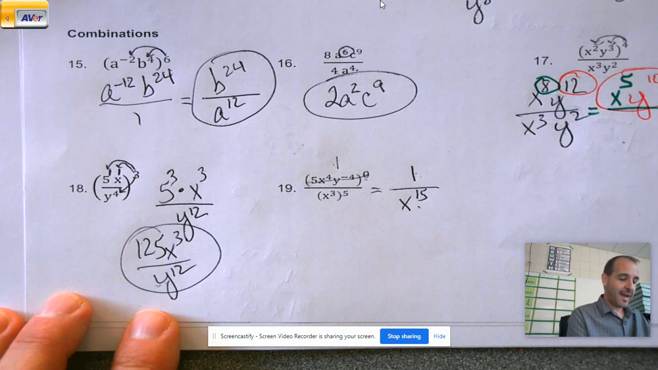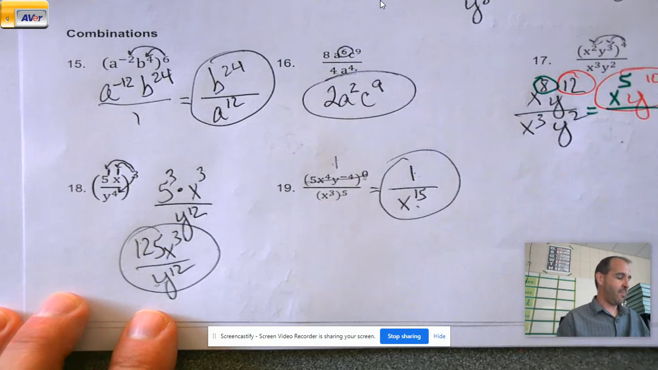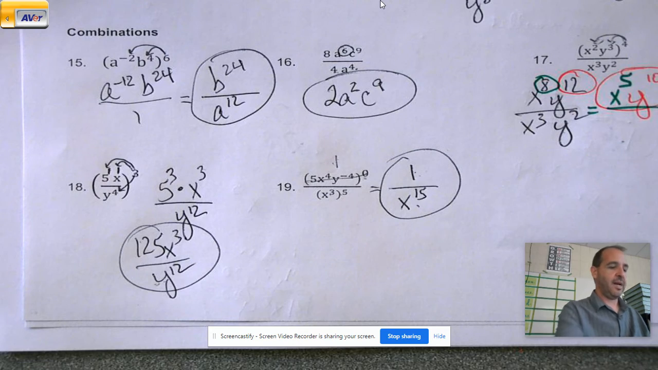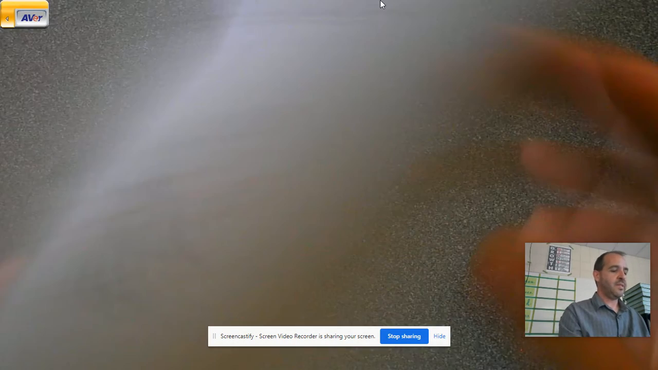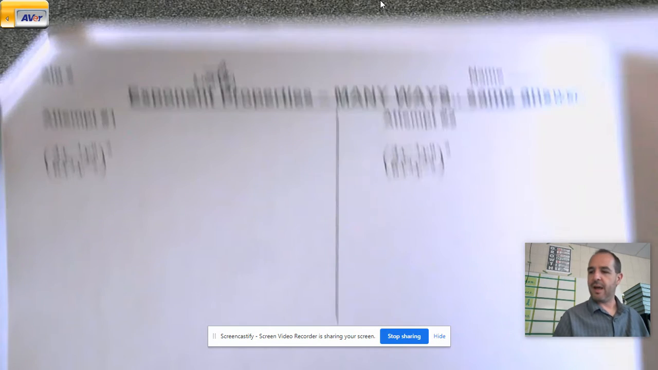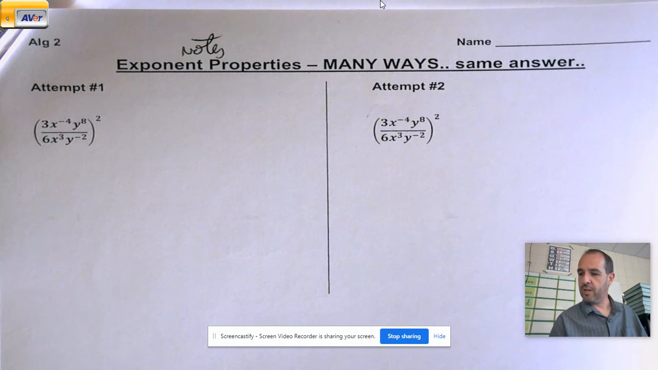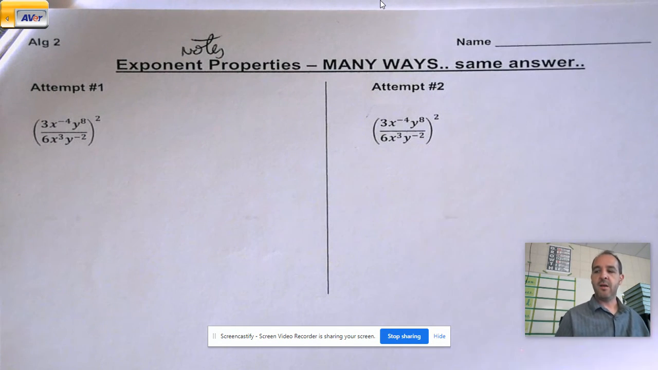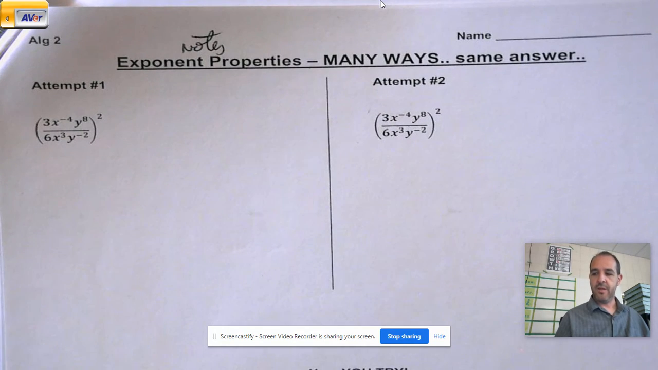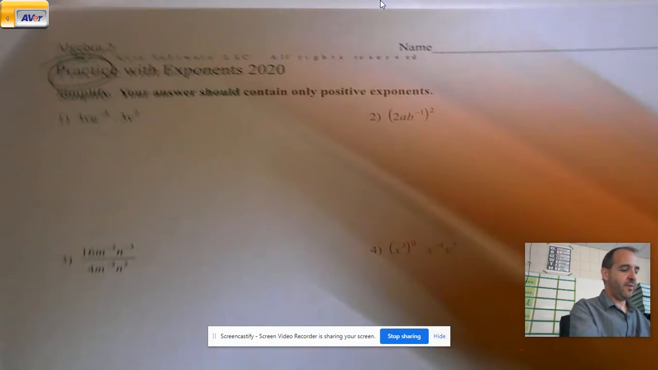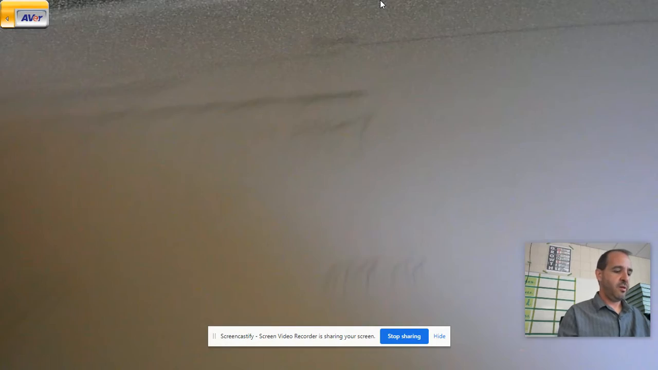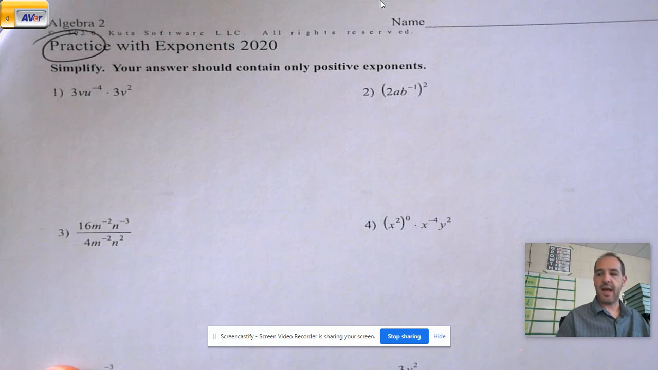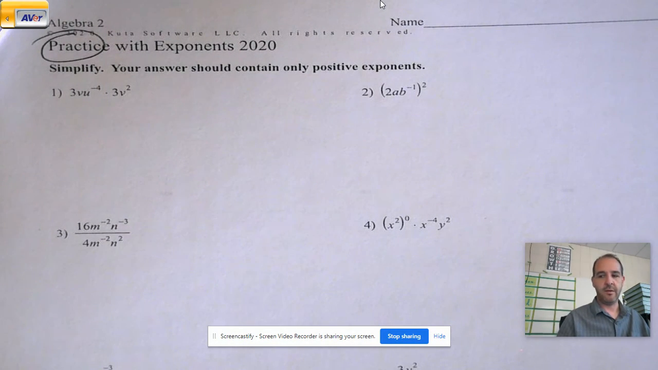Okay, so the practice on this one, you're going to have to skip a page. So let me give you a little guidance here. Because if you flip over, this is another lesson that we're going to do. I believe it's tomorrow. It looks that way. Okay, this is still coming. So what you're going to want to do is flip one more page to where it says practice with exponents 2020. Okay, and again, make sure you have positive exponents.